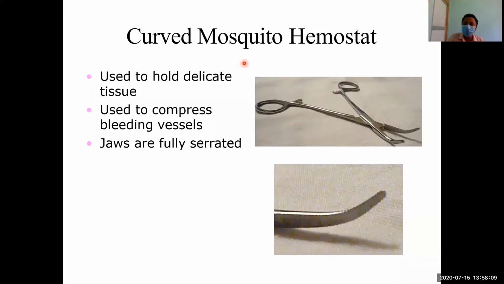So how will we sterilize the instrument? Again, we will autoclave the instrument, right? As we have talked earlier.